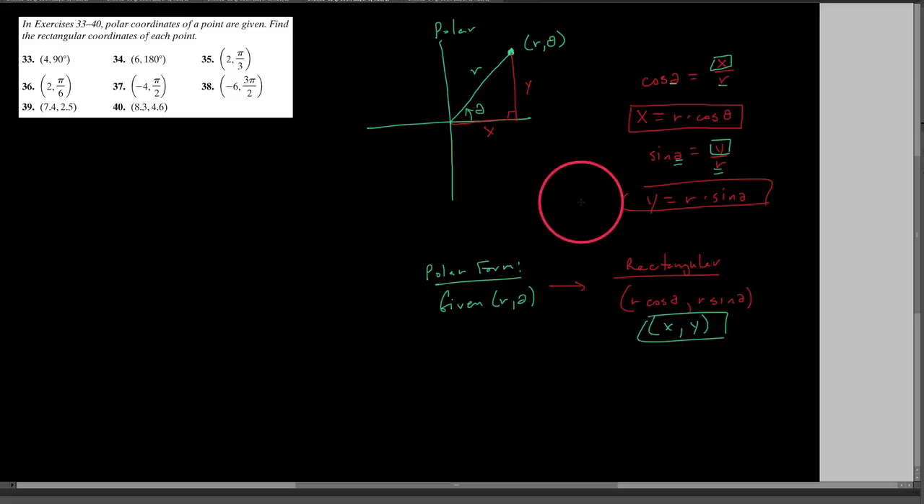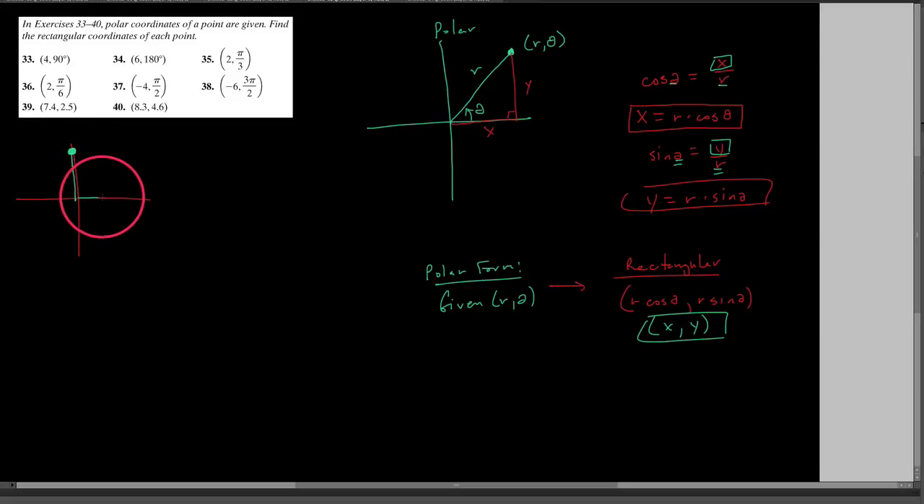Knowing that that's the case, we're going to look at number 33 now with a little bit more insight and say, how would this look? Here's what this says. We are given this in polar form. So 4 comma 90 degrees means that we're going 4 units away from the origin in a 90-degree direction.